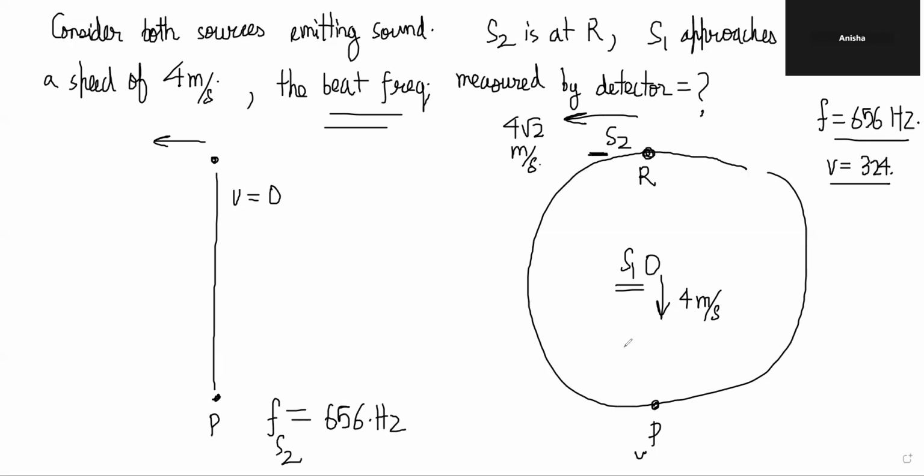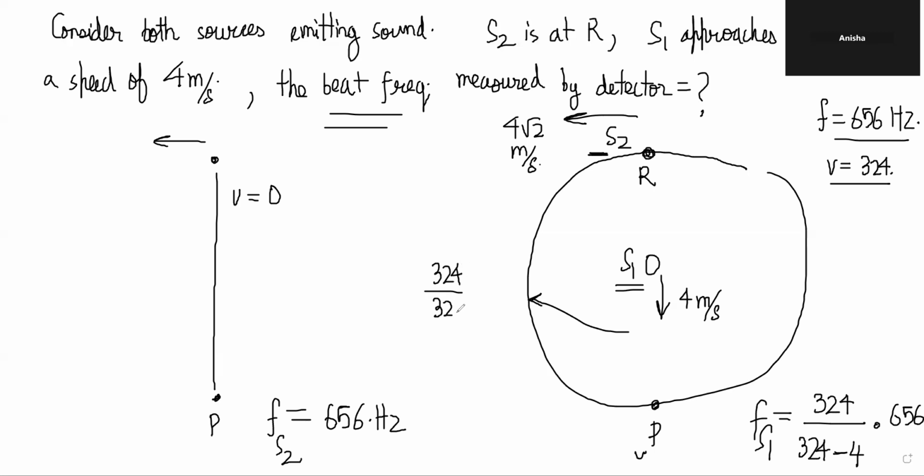The Doppler effect will be due to S1, which is approaching at 4. So we can calculate by formula the frequency due to S1. It is approaching, so it will be higher than usual. So 324 by 324 minus 4, into 656, right? The frequency here will come out to be 324 by 320 into 656.